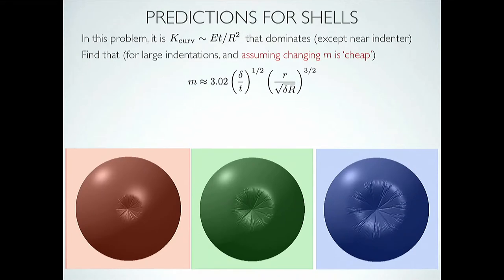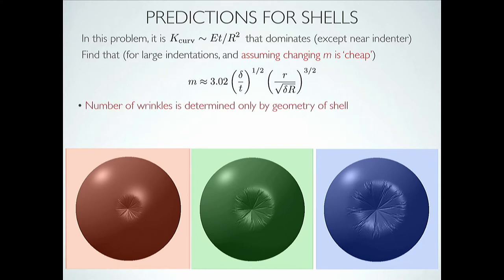So in my problem, I've got a curvature, I've got this universal shape that I know, and it turns out that it's this curvature that really matters. So you can write down a relatively simple law for what the wrinkle number is as a function of the distance from the indenter, the indentation depth, the thickness and all of these things. But there are a few interesting features of this law.